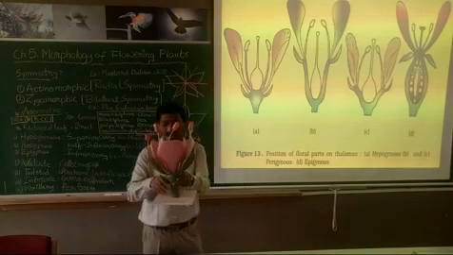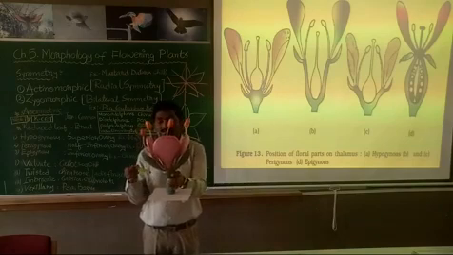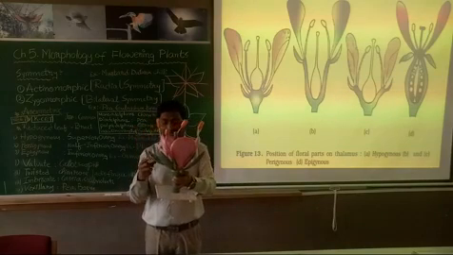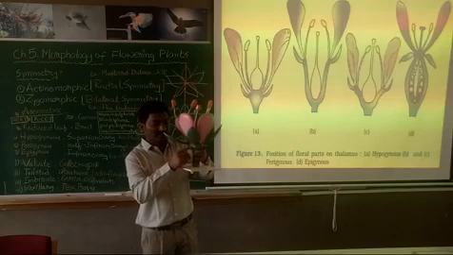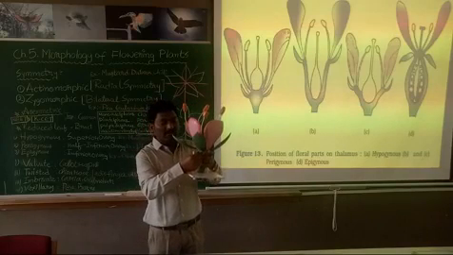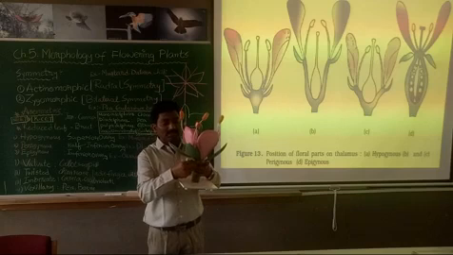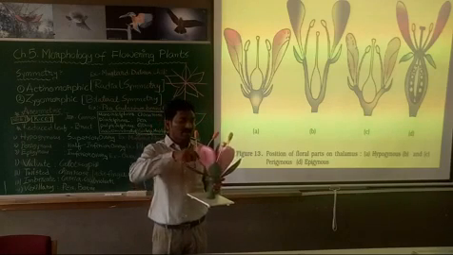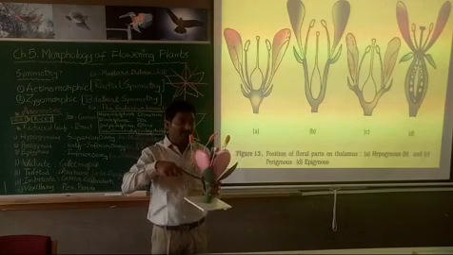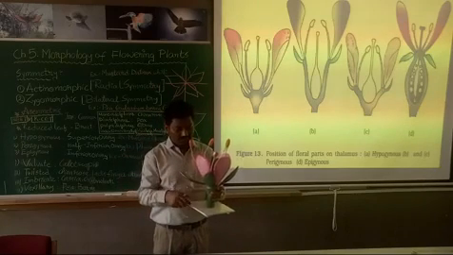So at the end of the stalk there is a swollen part. The swollen part is called here the thalamus. You can see in the diagram here the swollen part is called thalamus. On the thalamus there are four different kinds of parts present. Those are arranged in different kinds of rings or whorls.